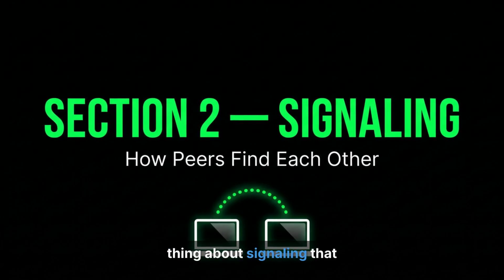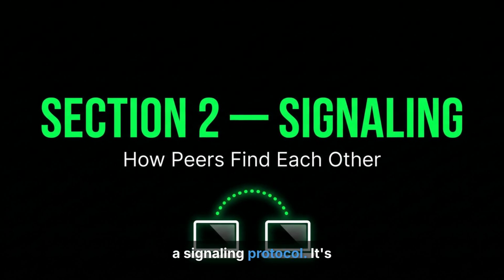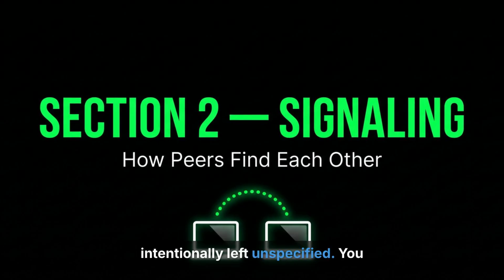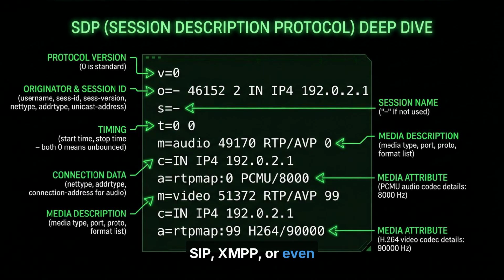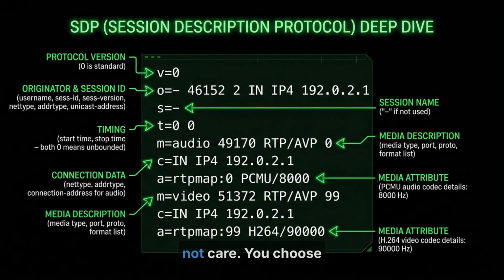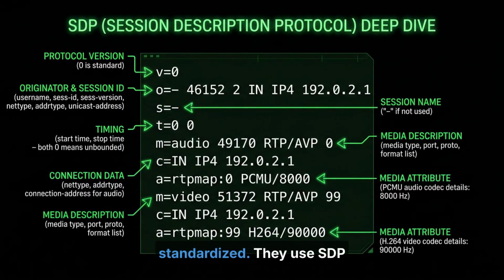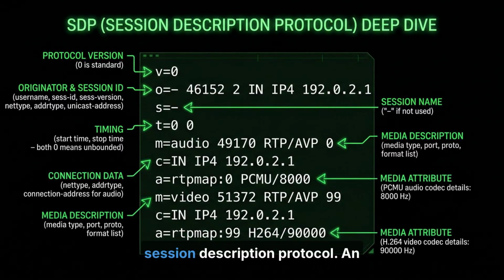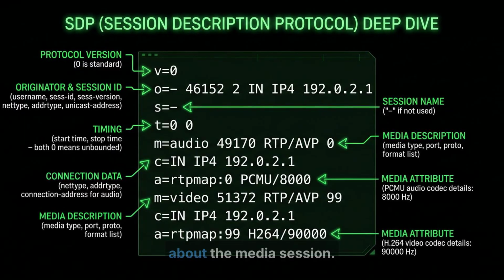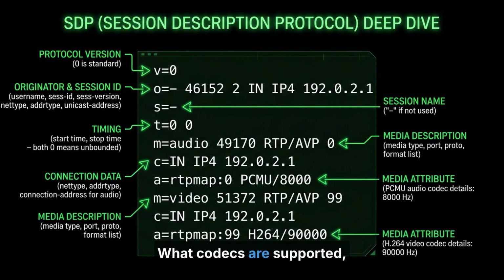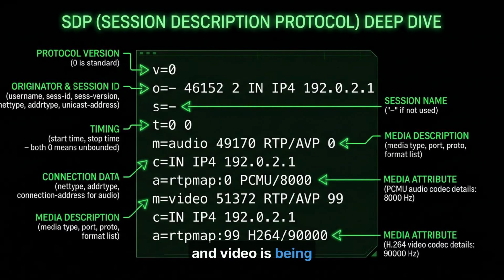Here's the crucial thing about signaling that most engineers get wrong. WebRTC does not define a signaling protocol. It's intentionally left unspecified. You can use WebSockets, SIP, XMPP, or even carrier pigeons. WebRTC does not care. You choose the transport, but the signaling messages themselves are standardized. They use SDP, Session Description Protocol. An SDP message is a text block describing everything about the media session. What codecs are supported, what IP addresses are available, what kind of audio and video is being sent.